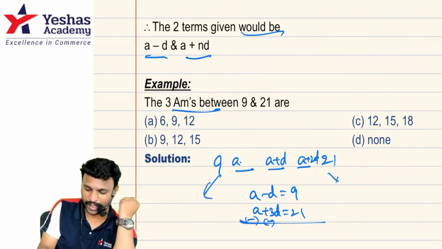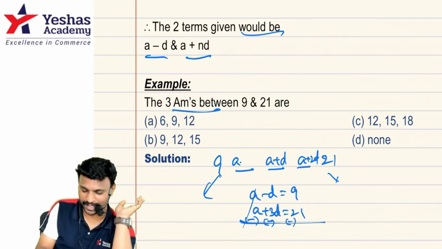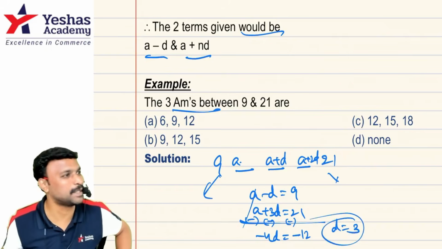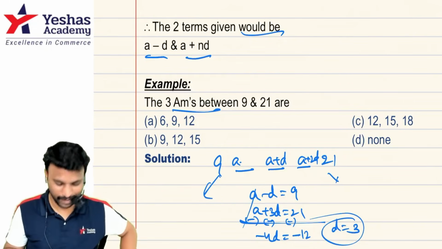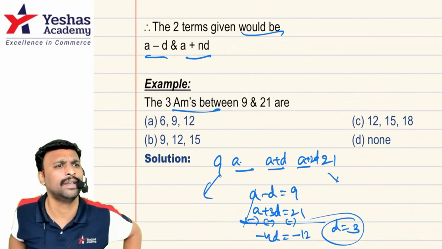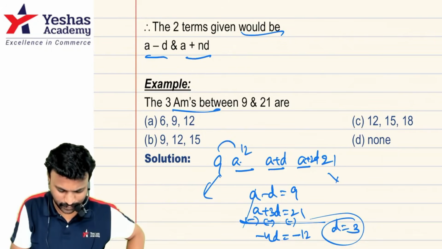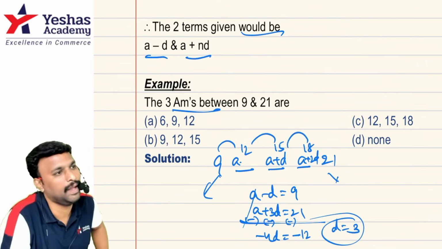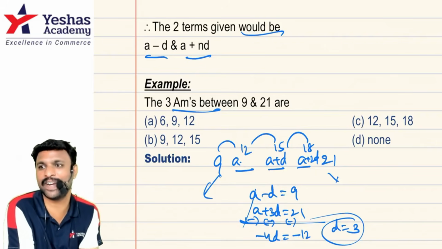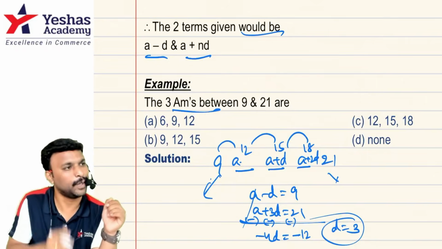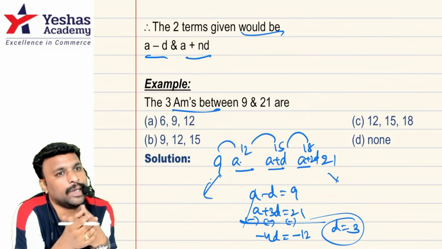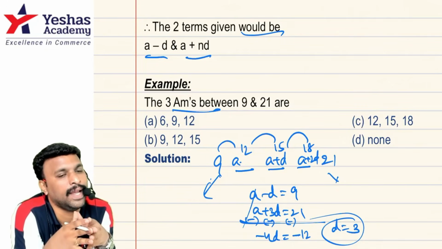If I subtract the two equations, a cancels, giving minus 4d equal to minus 12. So d equals 3. If I get d, that's more than sufficient to get the sequence, because the complete sequence should form an AP. 9 plus 3 is 12, 12 plus 3 is 15, 15 plus 3 is 18. I got the sequence. If I get the common difference, that's enough to get the complete sequence, because to 9, 3 is added to get the first AM, which is 12. Have you understood? Say yes or no.